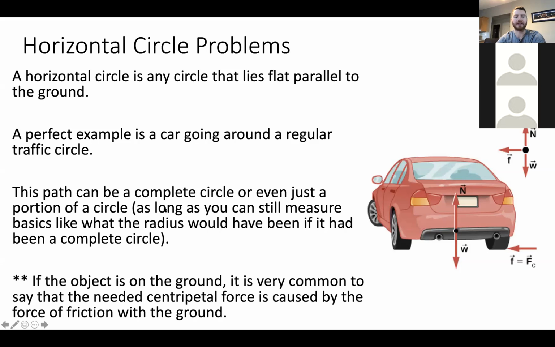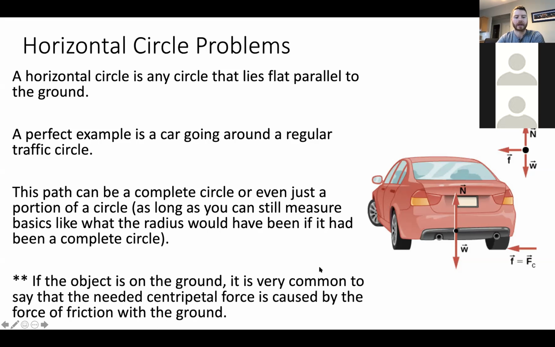That being said, if we are doing a question that involves a car turning just a 90-degree angle, we will still measure the basics, like what the radius would have been if it was a complete circle. If the object is on the ground, it is very common to say that the needed centripetal force is caused by the force of friction with the ground. As the driver turns the wheel, the force of friction between the tires and the road is going to cause the vehicle to turn around the corner.